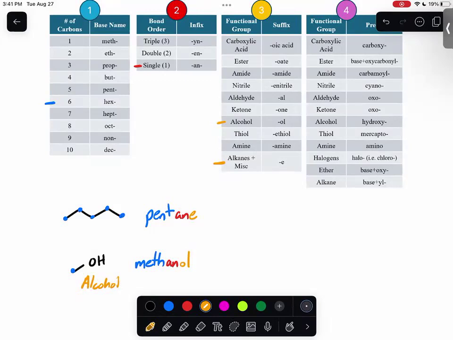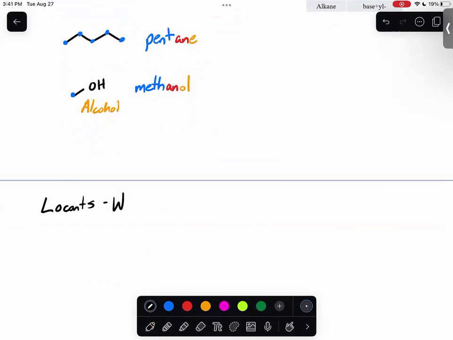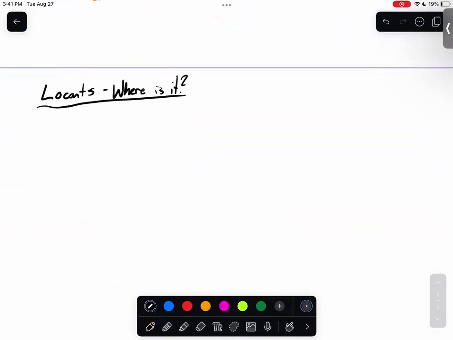So the first thing we're going to take a look at is what are called locants. And locants are essentially just what we call numbers that locate where something is. So we have to ask ourselves, where is it? And to give you an idea of why this is important, let's say that we were looking at something that was called pentanol. So, we have our three different pieces, the pent, the an, and then the ol.